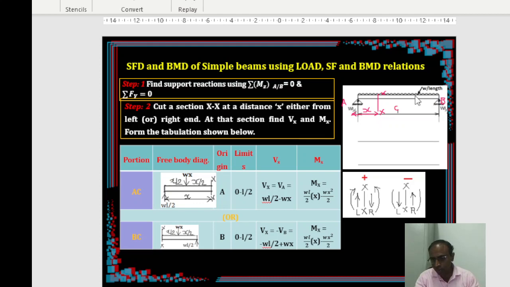Intensity is W, acting over a distance L. Total load, when you convert into a point load, is going to be WL, and it is equally distributed among both supports because the loading is symmetrical. So WL by 2, you got it.